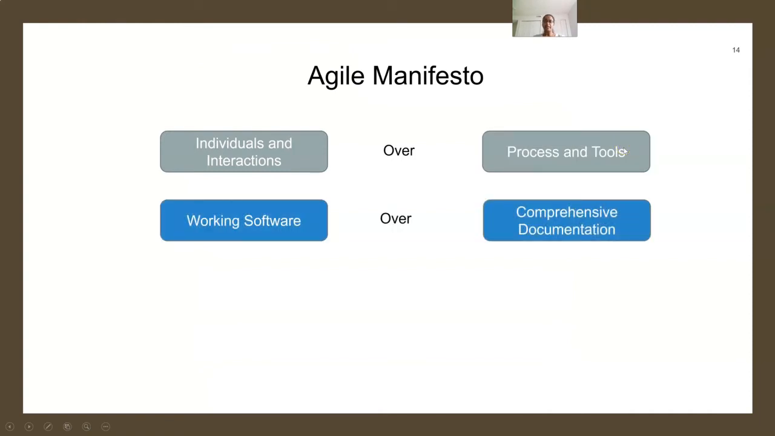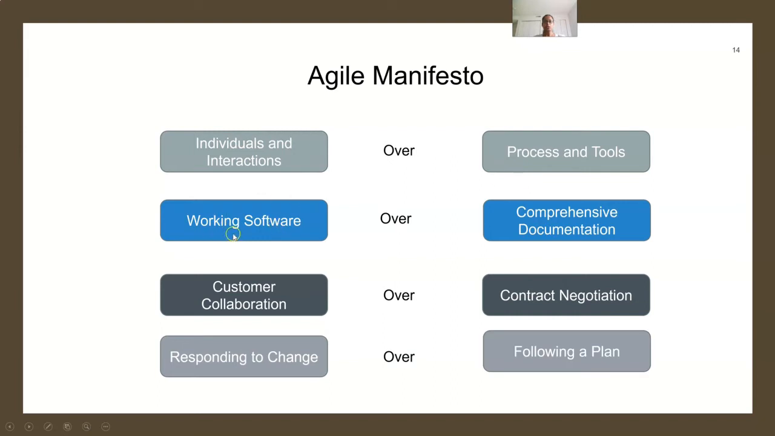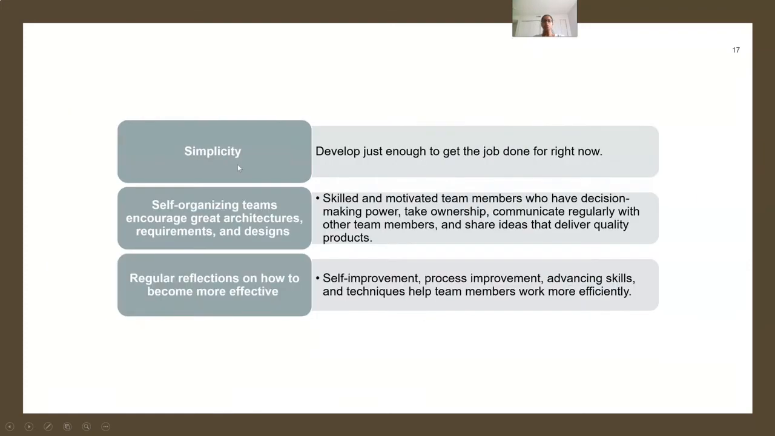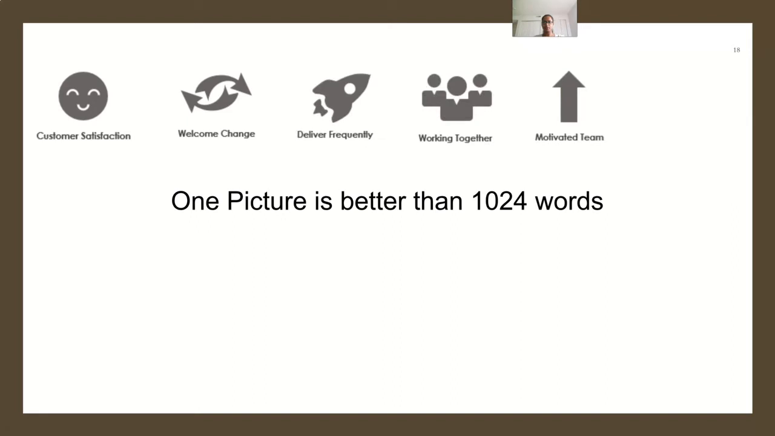There are 4 basic values in the Agile Manifesto, that is, individuals and interactions over process and tools, working software over comprehensive documentation, customer collaboration over contract negotiation, and responding to change over following a plan. Let us move to the 12 principles of Agile development. The first one is customer satisfaction through early and continuous software delivery. So I would like to show that in one picture instead of a lot of words.